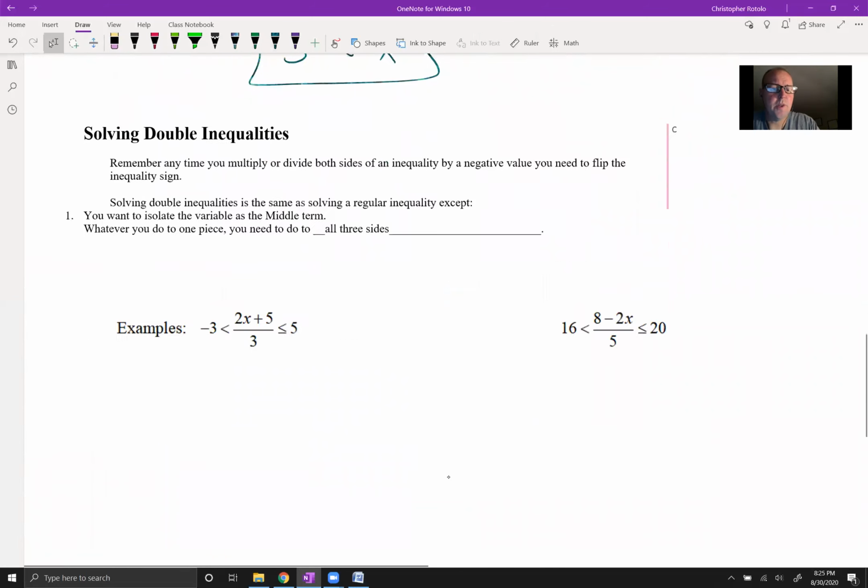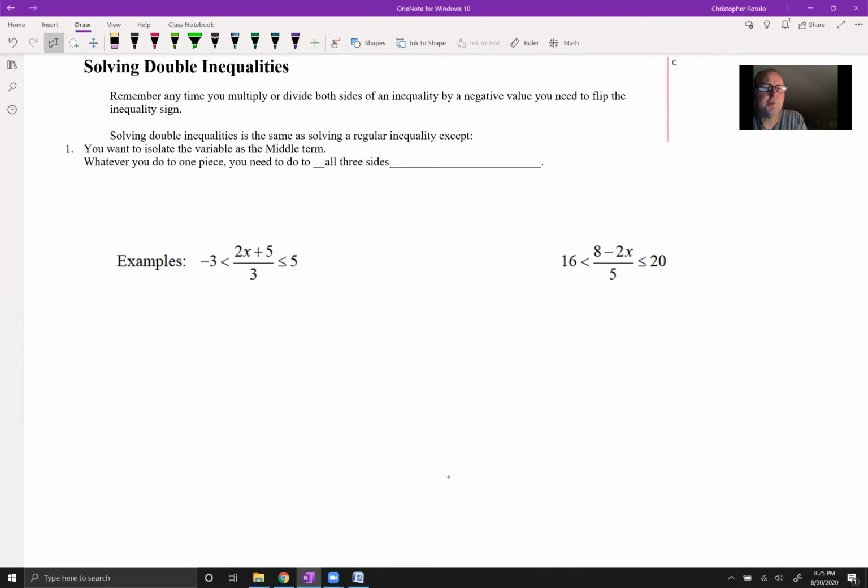All right, solving double inequalities. So we want to make sure the variable stays in the middle. Although some people really like to have that variable on the left, here it's going to stay in the middle, and we technically have all 3 sides, right? So when I go to get rid of this 3 and I multiply by 3, we want to do that to all 3 sides. So it kind of looks like clearing the fractions like we were doing before. So now I get -9 is less than 2x plus 5, which is less than or equal to 15.